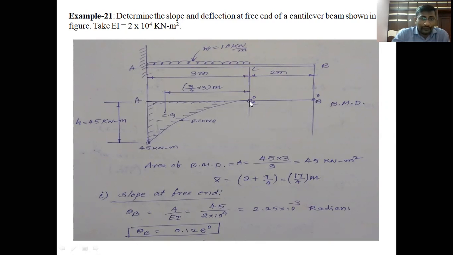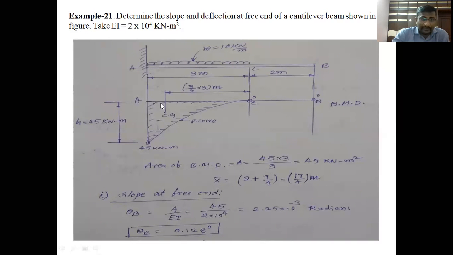n is 2 for the parabolic curve. Therefore (2 plus 1) by (2 plus 2), that is 3 by 4, into 3 meters is the CG location. The center of gravity is at a distance of 3 by 4 into 3 meters from C. The remaining distance is 2 meters. Okay, like that, you have to locate the center of gravity for the bending moment diagram.